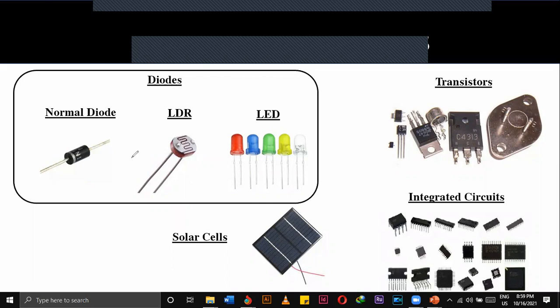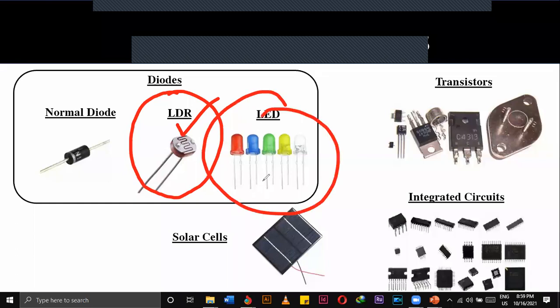Next one is the LDR. LDR means light dependent resistor. The LDR modules and the sensors will be discussed in our future classes. The LED bulb, we know that.